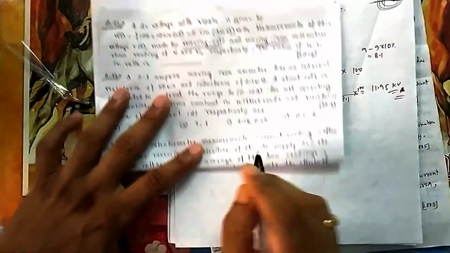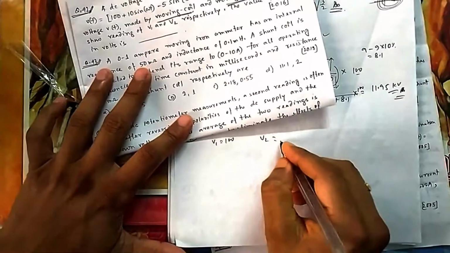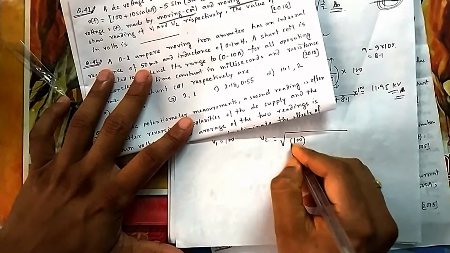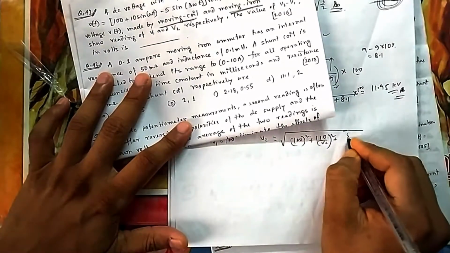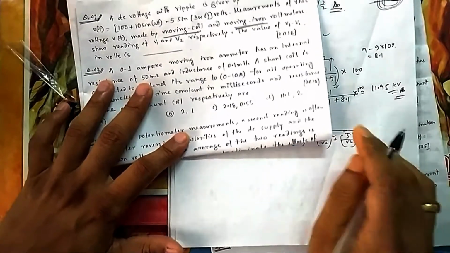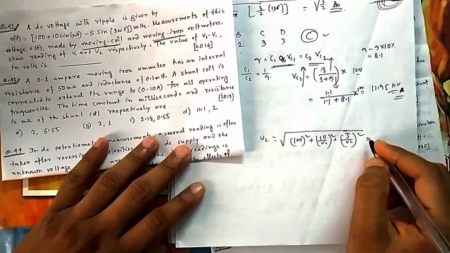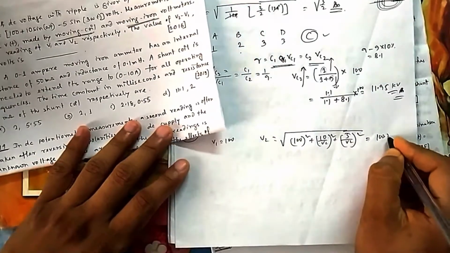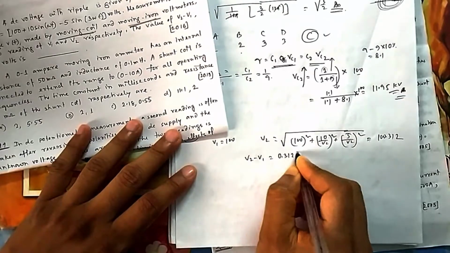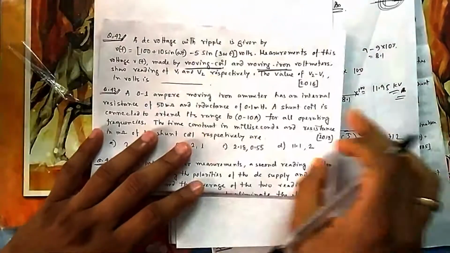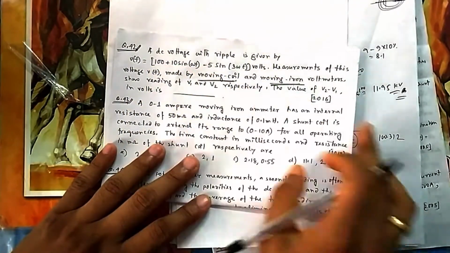And what is V2? V2 is the moving iron, so it will give the RMS value. So what is the RMS value of this one? We have already solved so many questions. RMS of the first one, RMS of the second one, and RMS of the third one, all squared, then divided by 2, then under root. So this is 100.312. So what is the difference between these two? 0.312. So this is your answer. We have done this many times. It is PMMC, so it is DC, and it is MI, so it is RMS value.